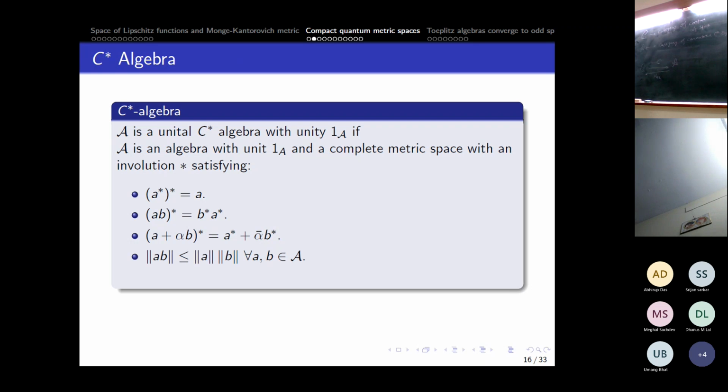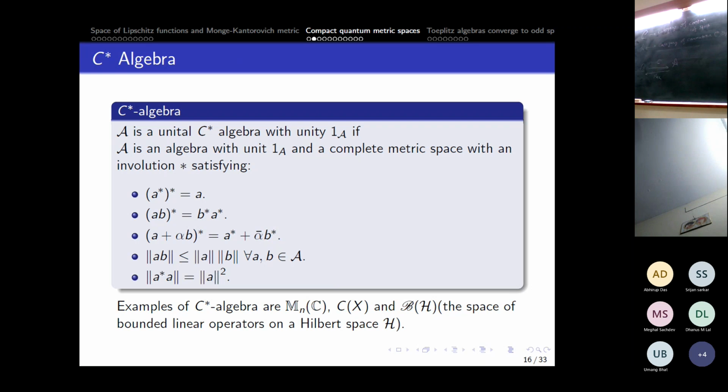The norm satisfies what is called the submultiplicative condition. Because we have defined a star operation, there should be some compatibility between the norm and star. It's given by what is called the C star condition: the norm of A star A equals the norm of A squared. The basic example, the very first example, is C(X), the continuous functions on a compact topological space. Then the space of matrices, or in general, the bounded operators on a Hilbert space.